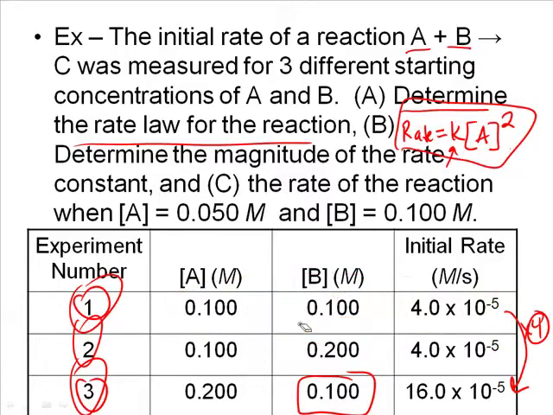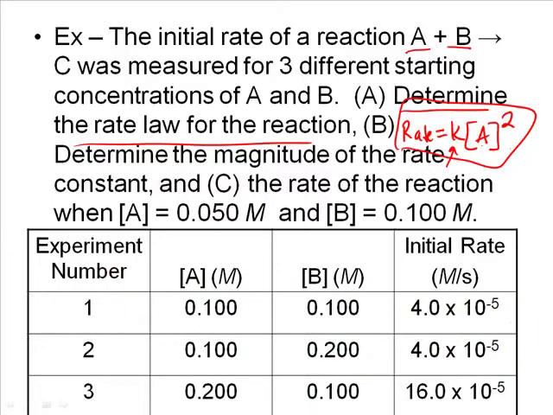So if we use experiment 1, just because it's the first one, we can say that A equals 0.1 and the rate equals 4 times 10 to the negative fifth. So we're going to have 4 times 10 to the negative fifth molar per second equal to K times 0.100 molar, and that whole thing is squared. Notice I put that squared outside of the parentheses.